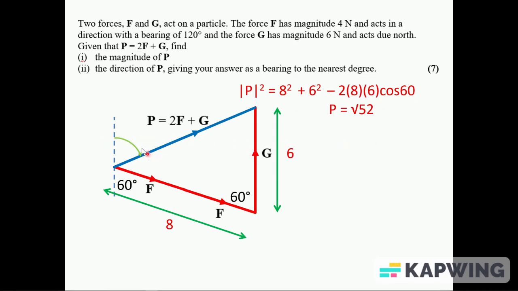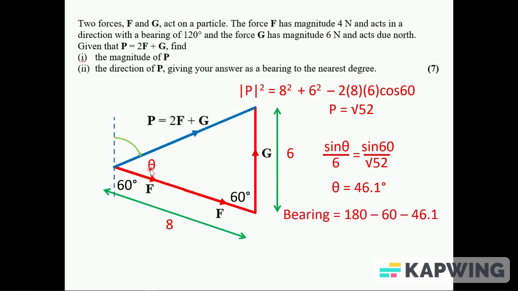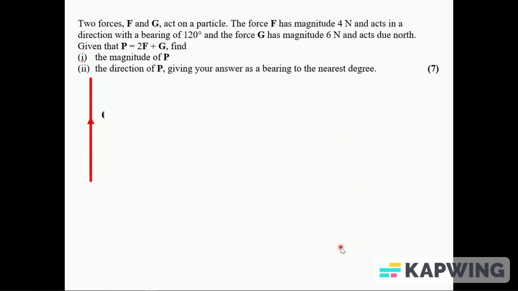Then I want the bearing of P, this angle. So I'm going to work out this one first. I can use the sine rule because I know an angle; I actually know all 3 sides, so I can use the cosine rule to work that out, but I think the sine rule is easier. Sine of the angle over the side opposite is the same as sine 60 over the length of this, which is root 52. So I'll do sine to the minus 1 of 6 sine 60 over root 52. That gives me 46 degrees. And take the 60 and the 46 away from 180, and that gives me the bearing of 74 degrees.